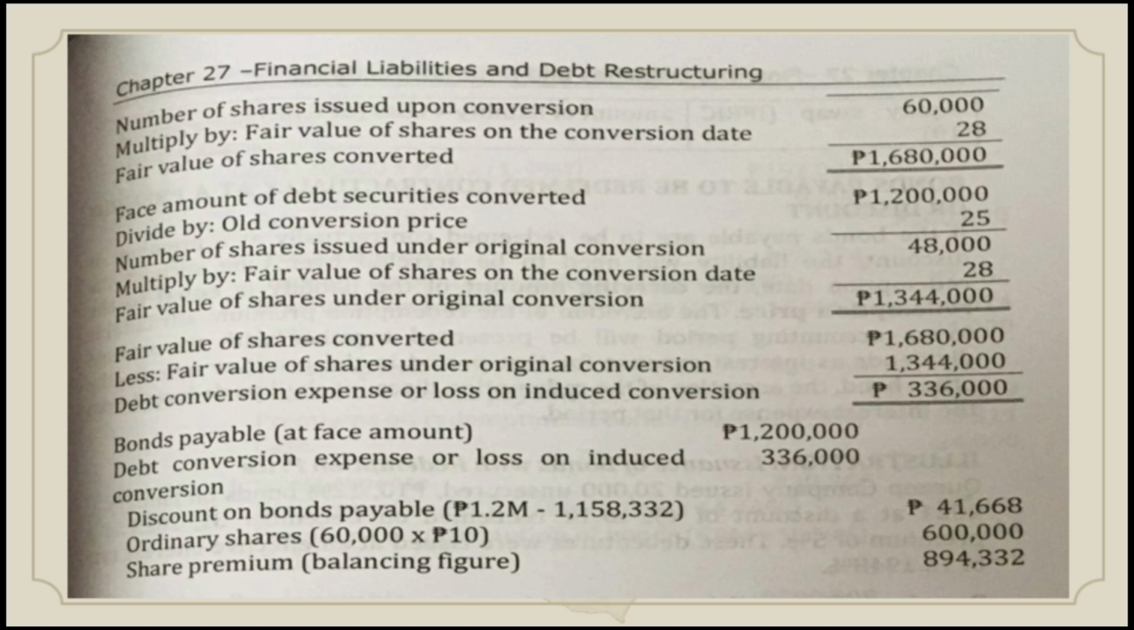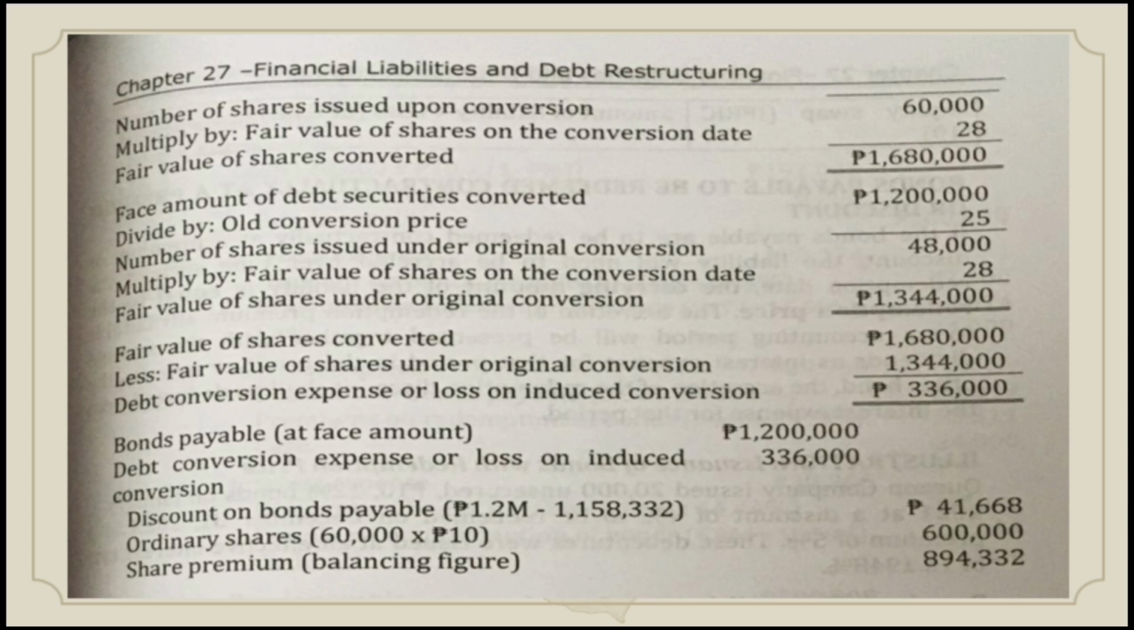And then we also have to credit ordinary shares. So, unsaon nato pagkuha sa ordinary shares? Di ba naa tay number of shares issued upon conversion? Diri sa fair value of shares converted, naa diri 60,000. So, ato siyang timesan sa 10 pesos kay mao man ni ang par sa ordinary share.